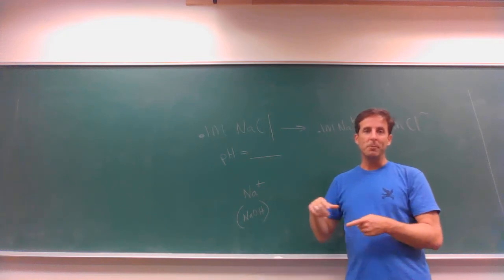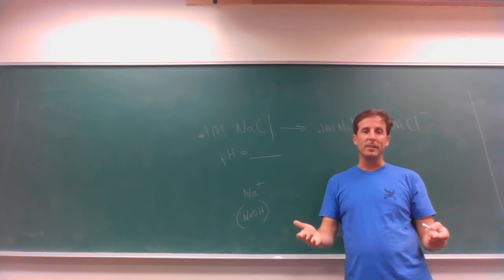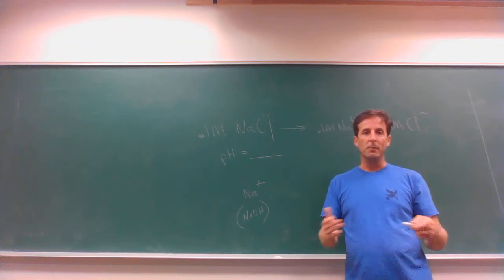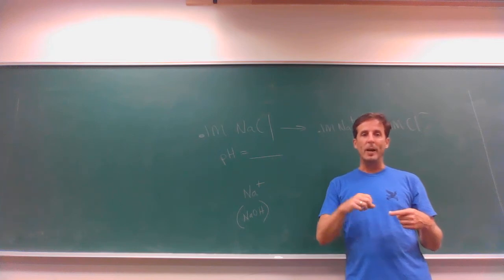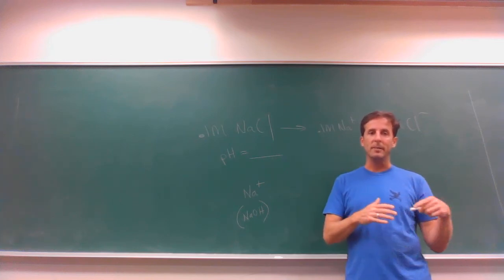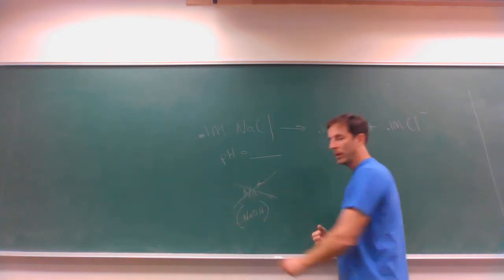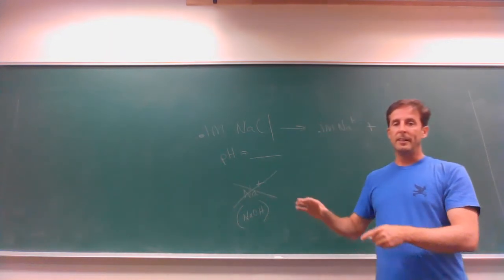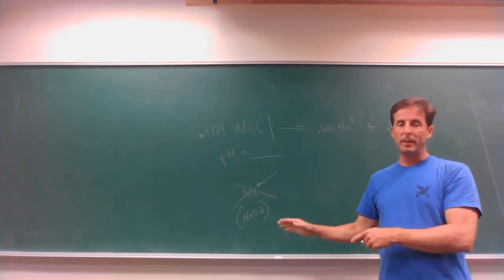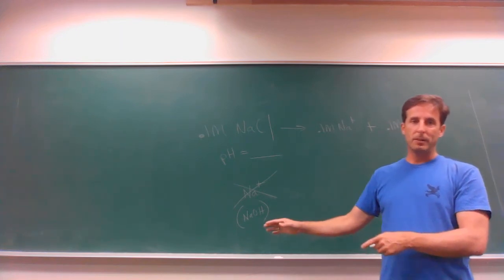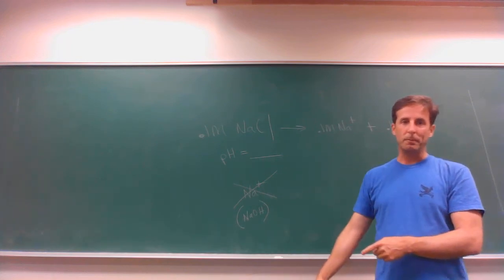In fact, it's so weak that it isn't going to do anything significant in the solution at all. It's just going to be a spectator ion. It's not going to cause any new H pluses or OH minuses to be formed. So I'm just going to ignore it. It's an extremely weak conjugate acid that's so weak it won't affect the pH. Once I make that decision, I no longer have to pay any attention to it.